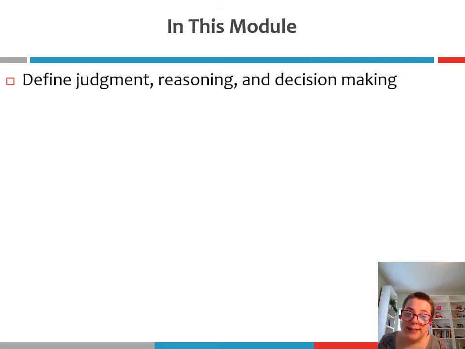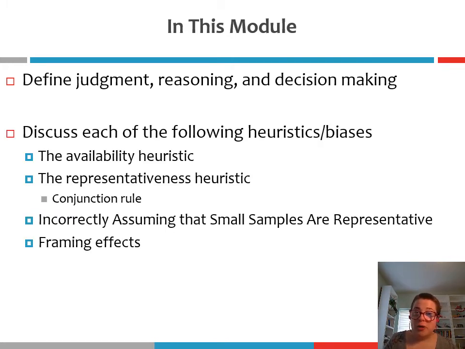Okay, so we've already defined what judgment, reasoning, and decision making are. So for the remainder of the lecture, we're just going to discuss various examples of mental shortcuts that can bias our decision making or lead us to incorrect conclusions.